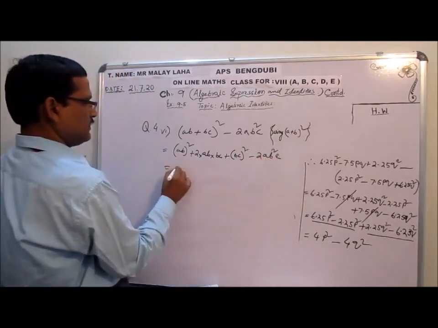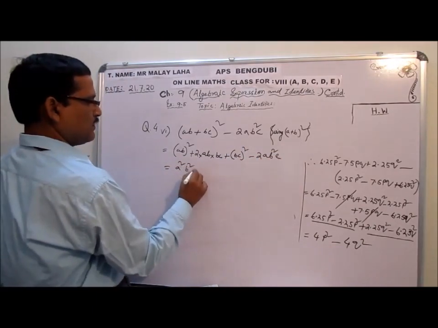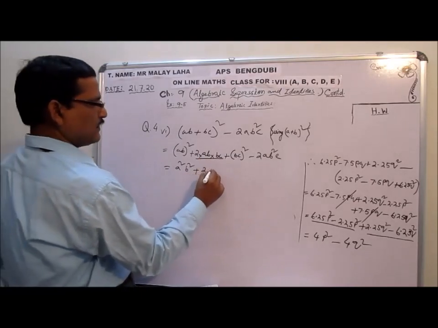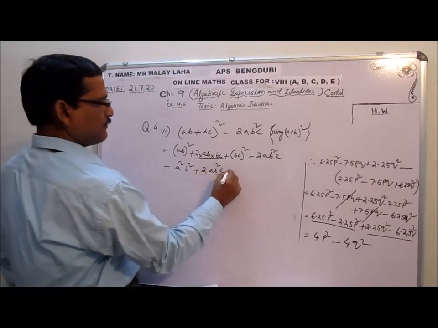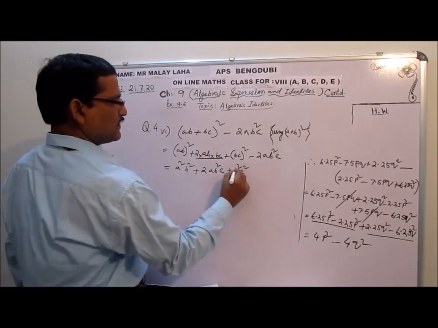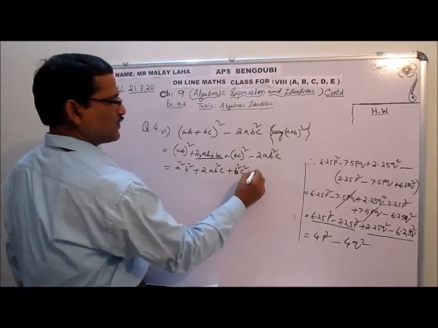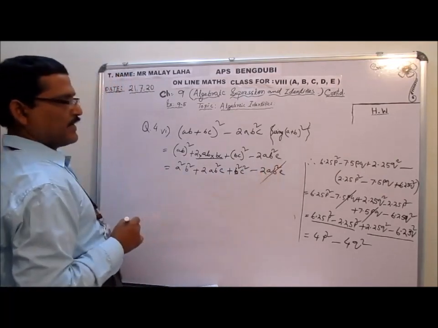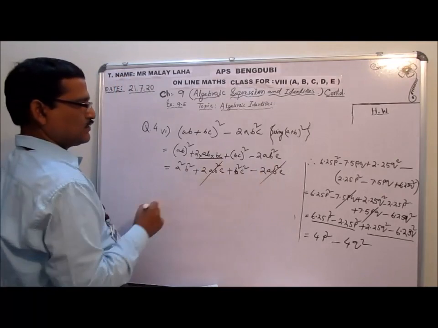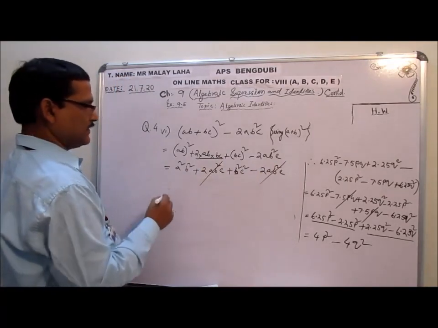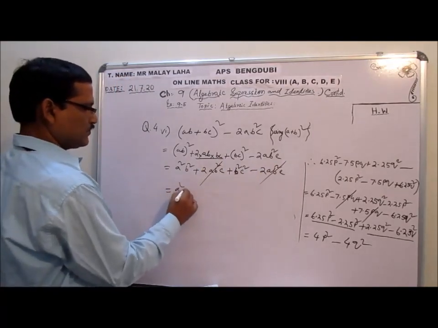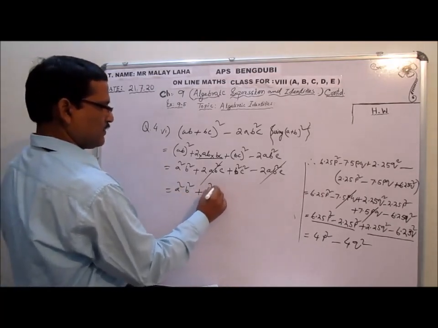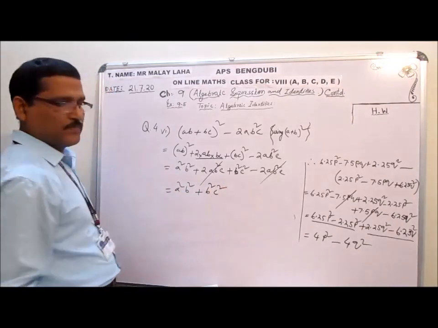What is the result here? A square B square, plus twice AB square C plus B square C square, minus twice AB square C. Now the plus twice AB square C and minus twice AB square C get cancelled. So what is left? A square B square plus B square C square. This is the final answer.